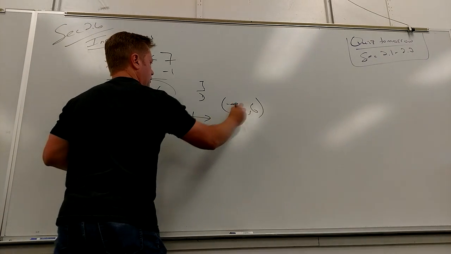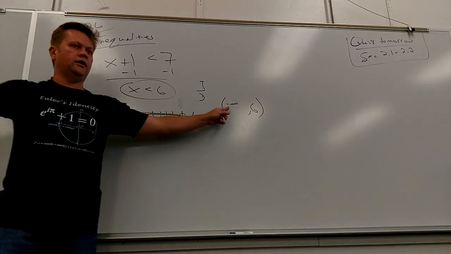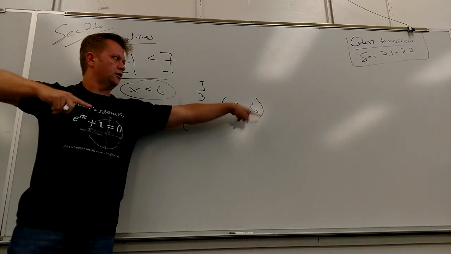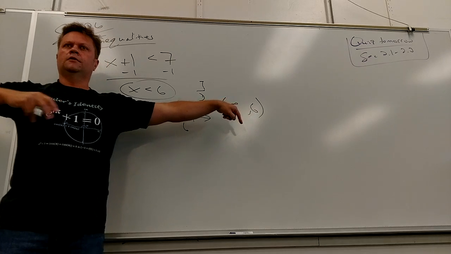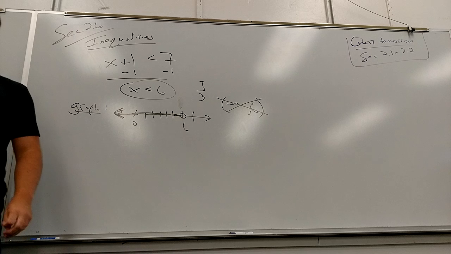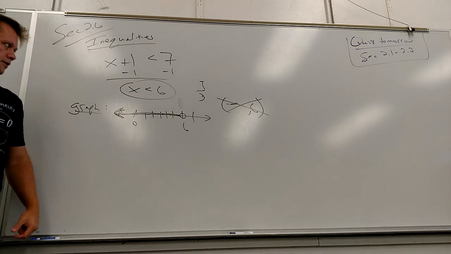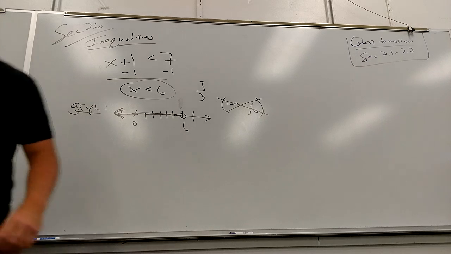Negative infinity. So if you've ever seen something like that, that's interval notation. From negative infinity up to 6, not including 6. You don't have to know that for this class. I wanted to see if I see any looks of recognition, and I don't. Yes.